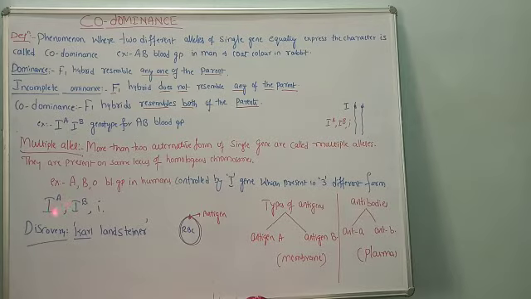Okay. But when IA and IB are together, what happens? Let us see. If the IA and IB alleles are present together, both are going to express their own type of sugar. If they are present together, they express their sugar character. This is because of codominance.